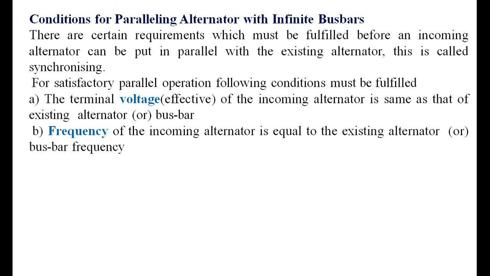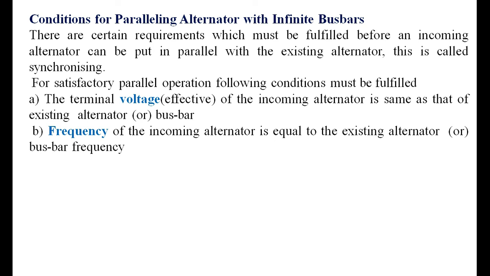The second condition is the frequency of the incoming alternator. The frequency of the voltage of the alternator is equal to the existing alternator or bus bar frequency. First one is the terminal voltage must be the same, either as your bus bar voltage or the alternator already existing in the system. The second condition is that the frequency of the incoming alternator is also equal to the existing alternator or bus bar frequency.